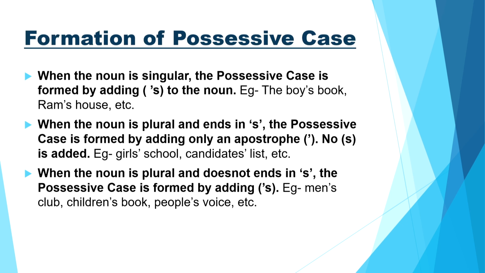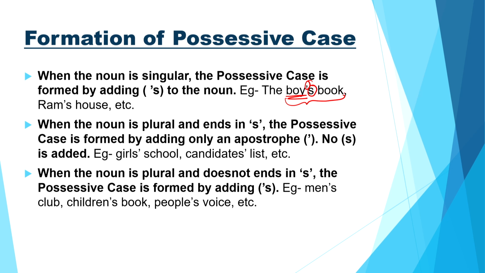Now, formation of possessive case. When the noun is singular, the possessive case is formed by adding an apostrophe plus S to the noun. For example, the boy's book, Ram's house, etc. Here boy is singular, so we have just added an apostrophe along with an S to it.